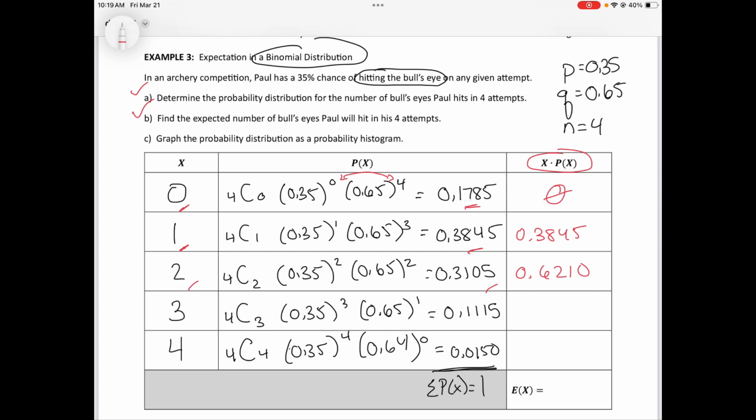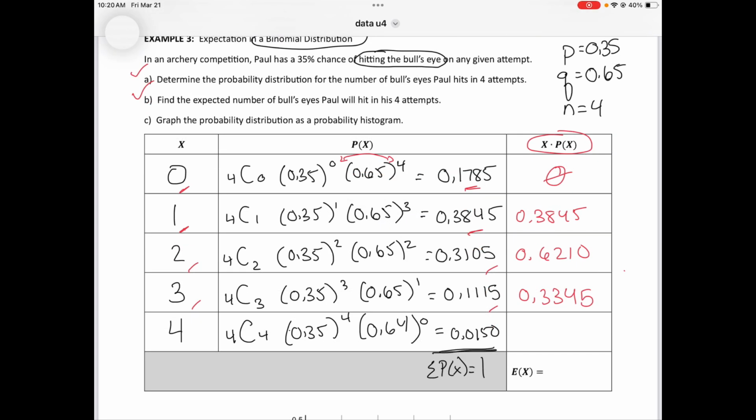0.6210. Now 3 times 0.1115 is going to be 0.3345. And now, 4 times 0.0150 is 0.0600 if you want to round it to 2 decimals or 4 decimals. Okay, so now when we add them all together, we're getting 1.4.